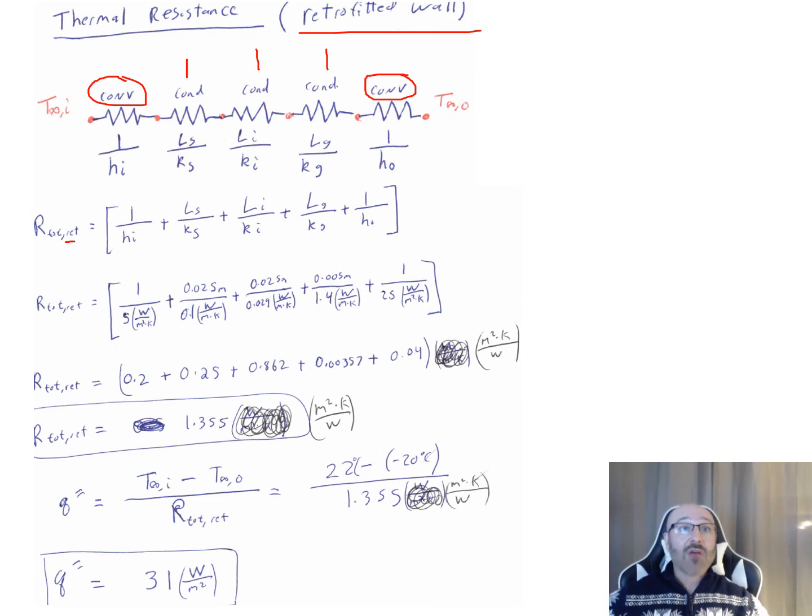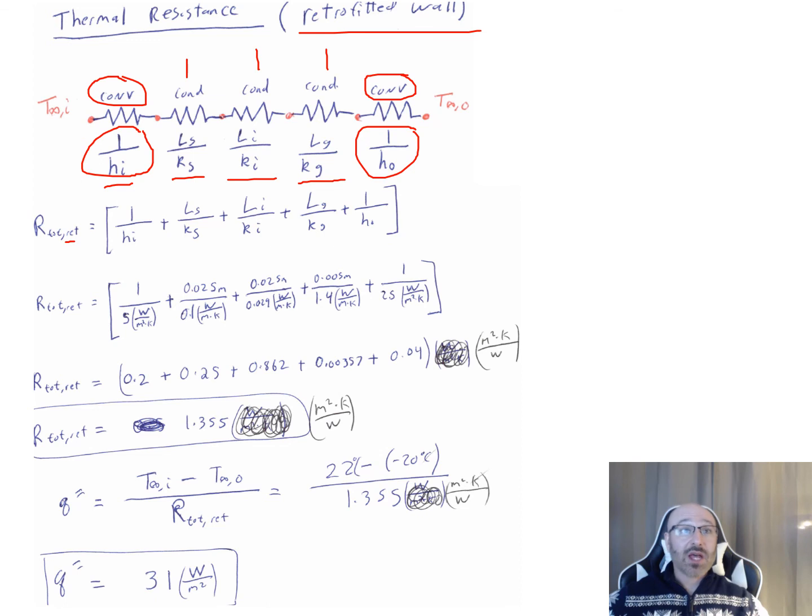So now we have the associated convection relationship here: 1 over h_i for the inside convection, 1 over h_o for the outside convection. And then for the first conduction, we have L_S, the thickness of the sheathing, divided by its thermal conductivity, k_S. Then through our insulation, L_I, the thickness of the insulation, divided by the thermal conductivity of the insulation. Then we have our L_G, or our glass layer here, so we have L_G, the thickness of that glass layer, divided by the thermal conductivity of that glass layer.